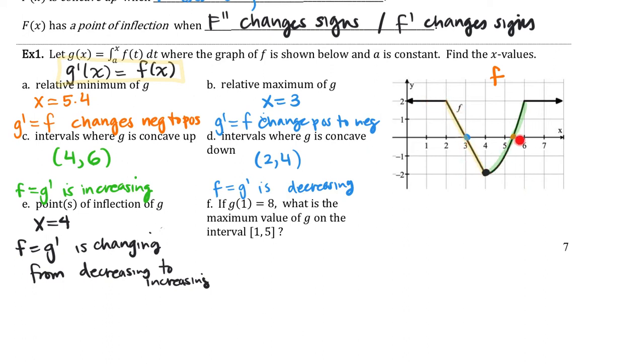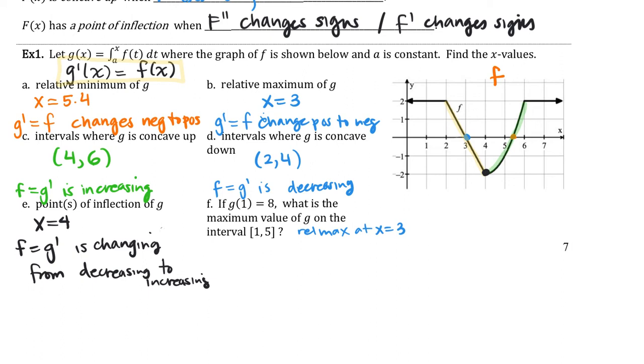Where does G have a relative maximum? Well, if it has a relative maximum, G prime is changing from positive to negative, which means F is changing from positive to negative. So I'm guessing at x equals 3. There should be a relative maximum, which is also what I say. So there's a relative max at x equals 3, which is not my answer, but it's going to help me figure out my answer.